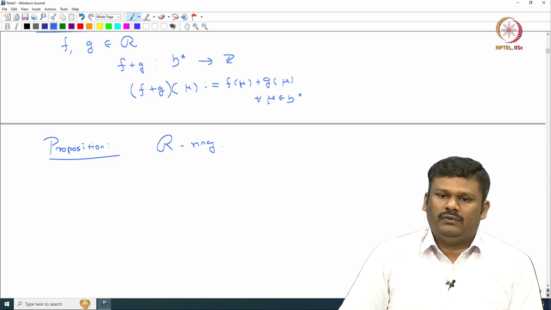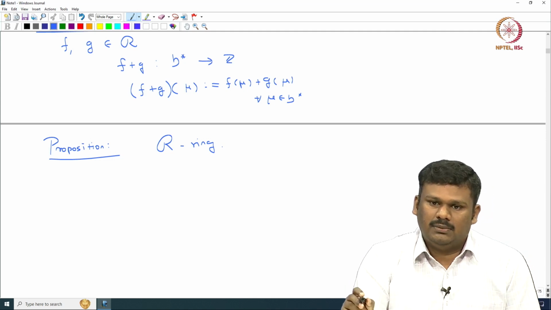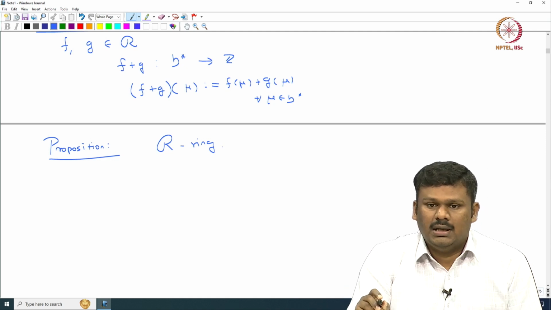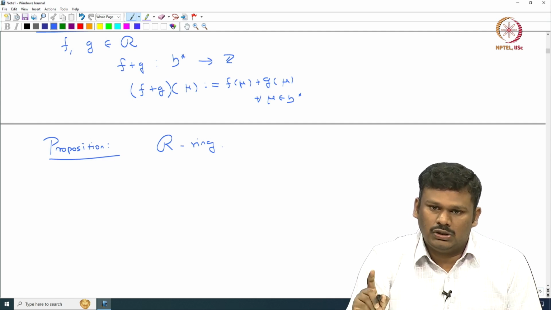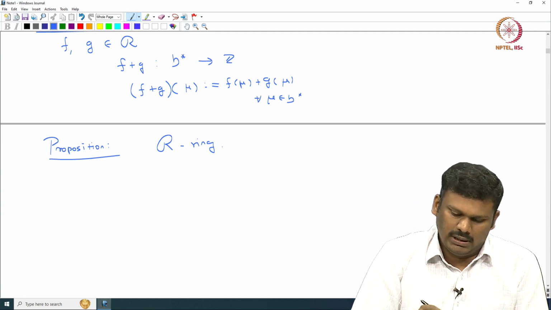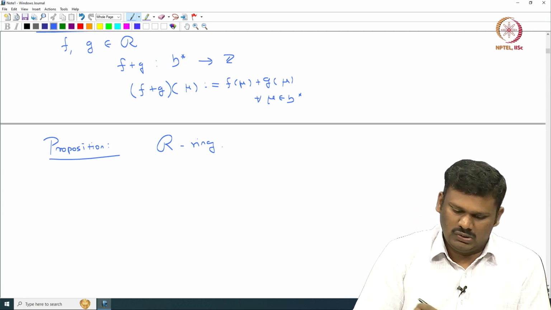So, what do we need to prove? We need to prove that addition and multiplication are closed. Because we have the constraint that the support of f is contained in finitely many cones, that should be true for the addition as well as the multiplication. It is indeed a very easy exercise to see.